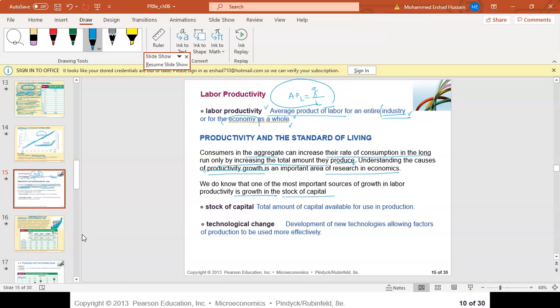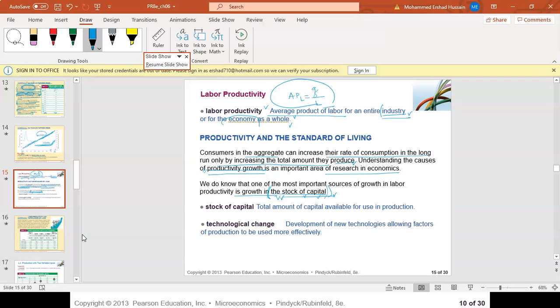We do know that one of the most important sources of growth in labor productivity is growth in the stock of capital. Capital plays a vital role. Labor has to work with capital to produce output. So if there is a sufficient stock of capital, labor can then produce more. And if there is innovation, the same improved machine tools and equipment can produce more with the same labor, then that is even better.